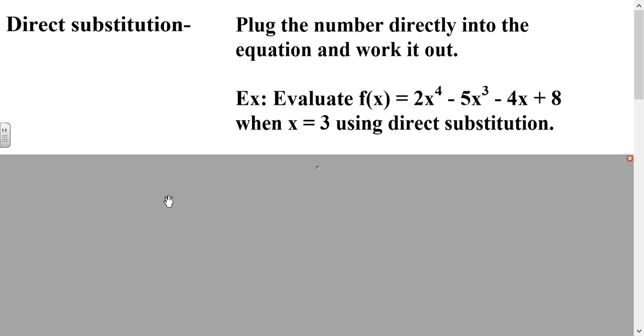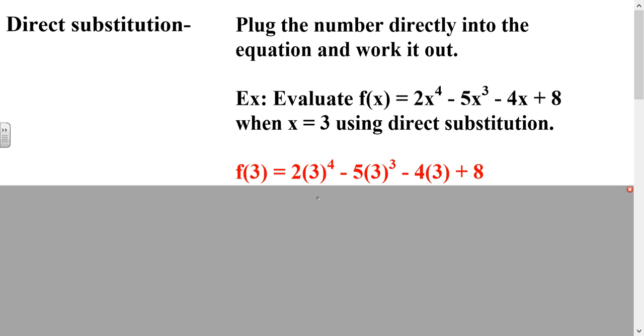It's pretty simple. So any place you see an x, you're going to put parentheses and you're going to put a 3 in. So we have 2 times 3 to the fourth power minus 5 times 3 to the third power minus 4 times 3 plus 8. So remember, you have to follow order of operations. So you have to do 3 to the fourth power first. Now you can enter all of this into your scientific calculator as long as you use the parentheses. It will come out with the right answer. So you can go ahead and pause and try that now if you want. Or you can work it out by hand.